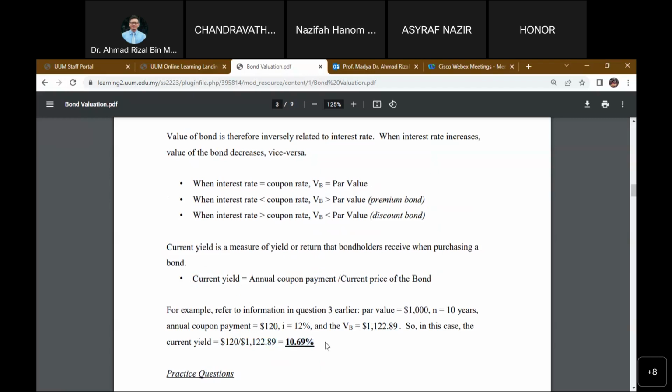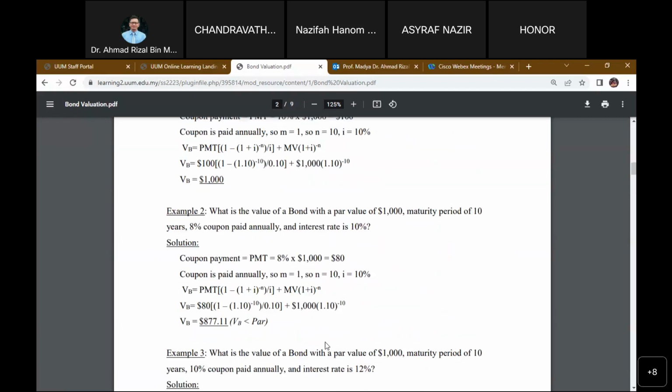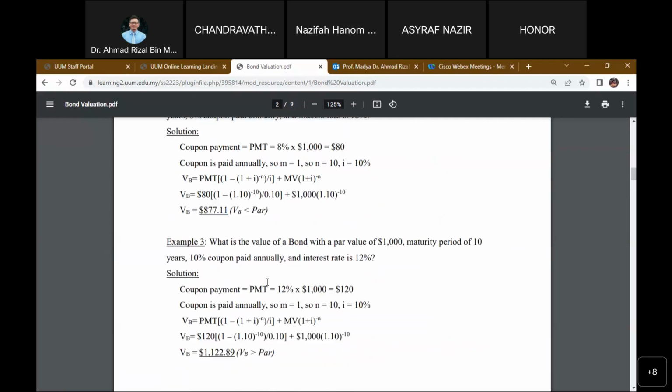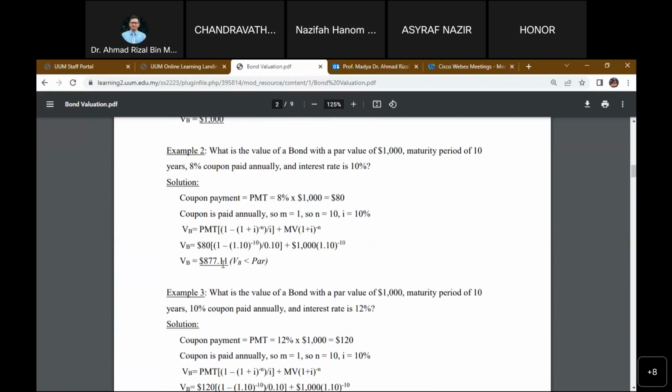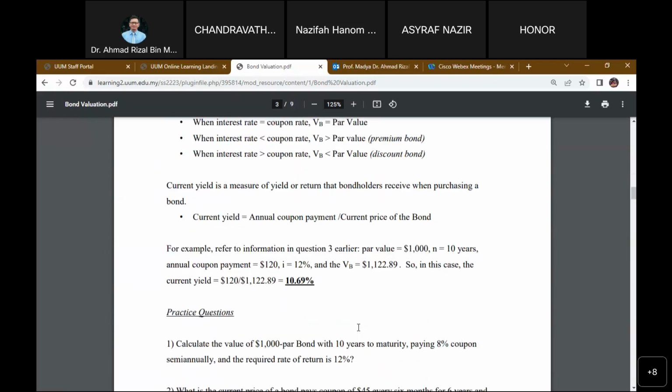Now, I want everyone to calculate the current yield for the first one here. What is the annual coupon? $80, right? And divide it by the price that you pay for that particular bond. 80 divided by 877.11. What is the current yield for the other bond? You will get 9 something. 9.112%, so 9.12%.